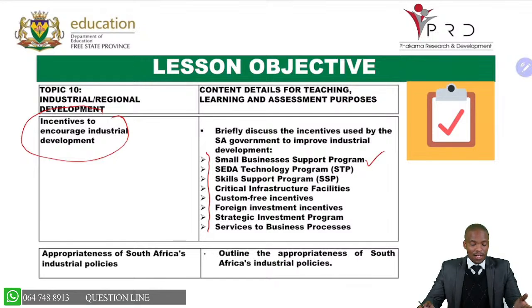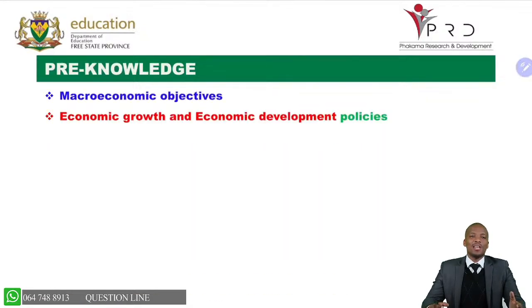So, as always, you cannot learn these topics independently, but it's a collective, or a continuous process. Here we need to know the macroeconomic objectives as covered in topic 3 under public sector. And then we also continued with other topics. Also, we covered the issue of economic growth and development policies in topic 9, when we're looking at the reconstruction and development programs, the GEAR, the NDP, ASGISA, etc. So all those policies are still applicable.